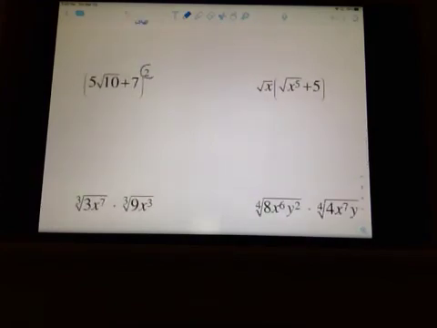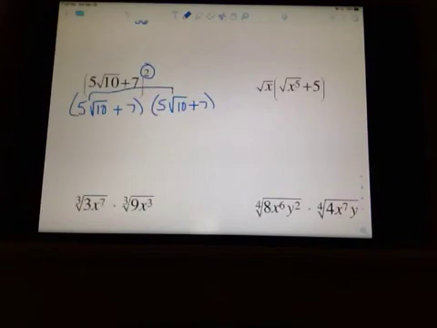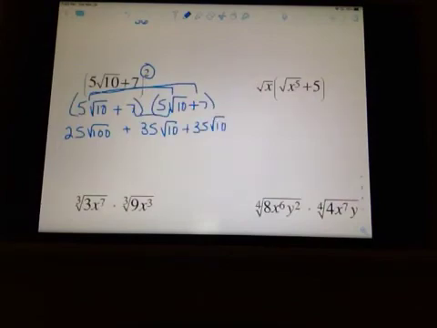Remember that this is a power, and that power means that you have 2 of these terms. So 5 square root 10 plus 7 and another 5 square root 10 plus 7. So you're going to be foiling. First times first, 25 square root 100. Outer times outer, 35 square root 10. Inner times inner, 35 square root 10. And last times last, 49.